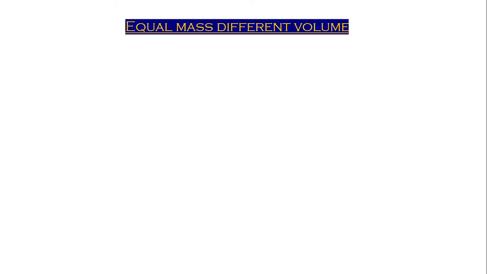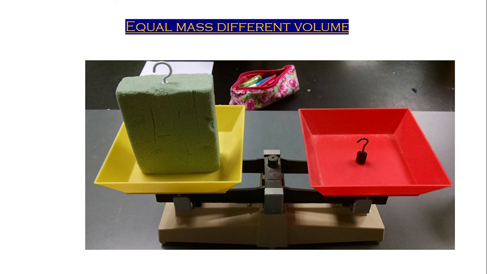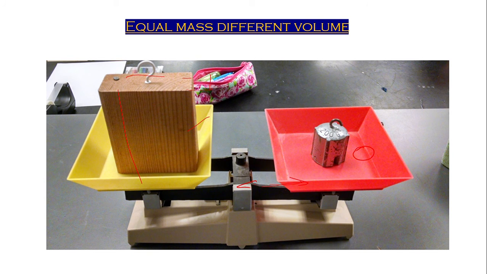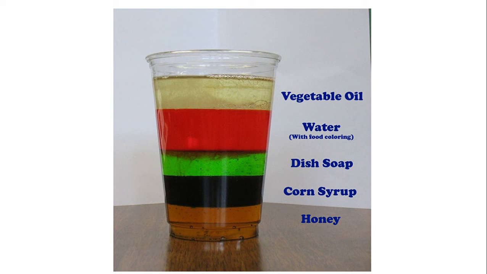We'll do some examples of equal mass and different volume. So here the sponge and this iron weight are equal. On a beam balance, they are balanced. However, the amount of space the sponge occupies is very large as compared to this tiny little thing. So equal mass but different volume. Here, wood and this iron: this 200 grams of wood is occupying a large amount of space as compared to this weight.